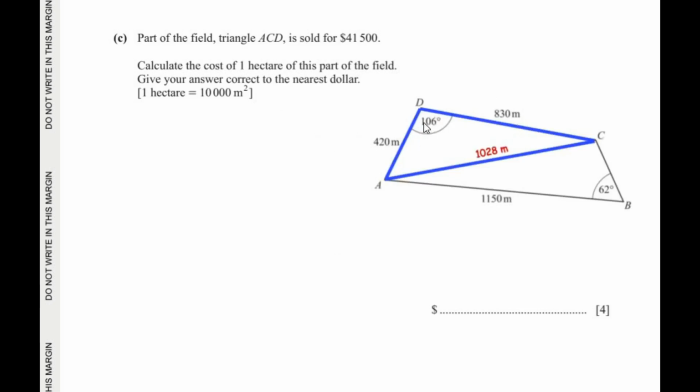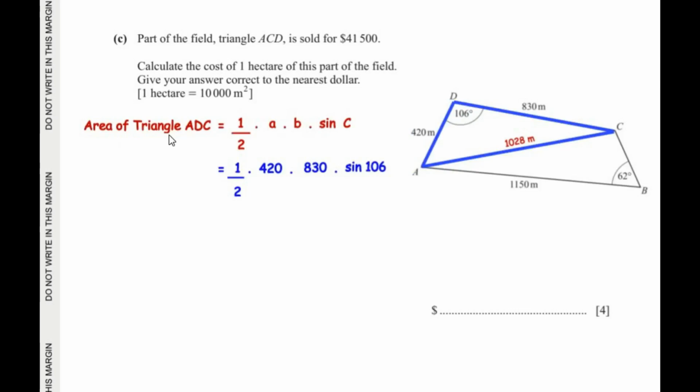Now here they have said that part of the field, that is this part, triangle ACD, has been sold for $41,500. So let us try to find out the area of this triangle first. And to find out the area of the triangle, we are going to make use of the formula. Area of triangle is equal to 1/2 times a times b times sine of angle C. Now in this formula, a and b stand for the two sides of the triangle whose values are given, and C represents the angle which is given between these two sides.